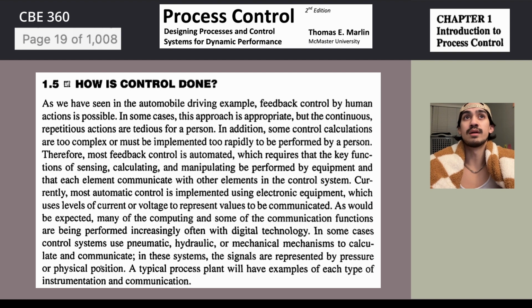Currently, most automatic control is implemented using electronic equipment, which uses levels of current or voltage to represent values to be communicated. As would be expected, many of the computing and some of the communication functions are being performed increasingly often with digital technology. In some cases, control systems use pneumatics, hydraulics, or mechanical mechanisms to communicate and calculate. In these systems, the signals are represented by pressure or physical position. A typical process plant will have examples of each type of instrumentation and communication.